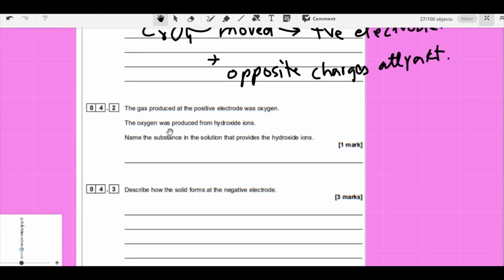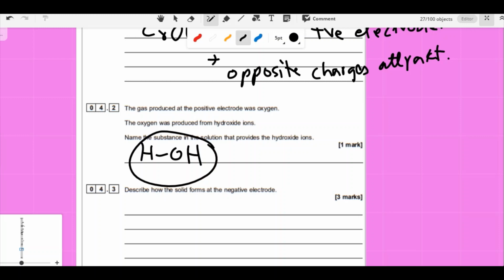Okay, now the gas produced at the positive electrode was oxygen. The oxygen was produced from the hydroxide ions. As you know, the hydroxide ions are present in solutions containing water. So, name one substance in the solution that provides the hydroxide ions. Here I already wrote, that is water.